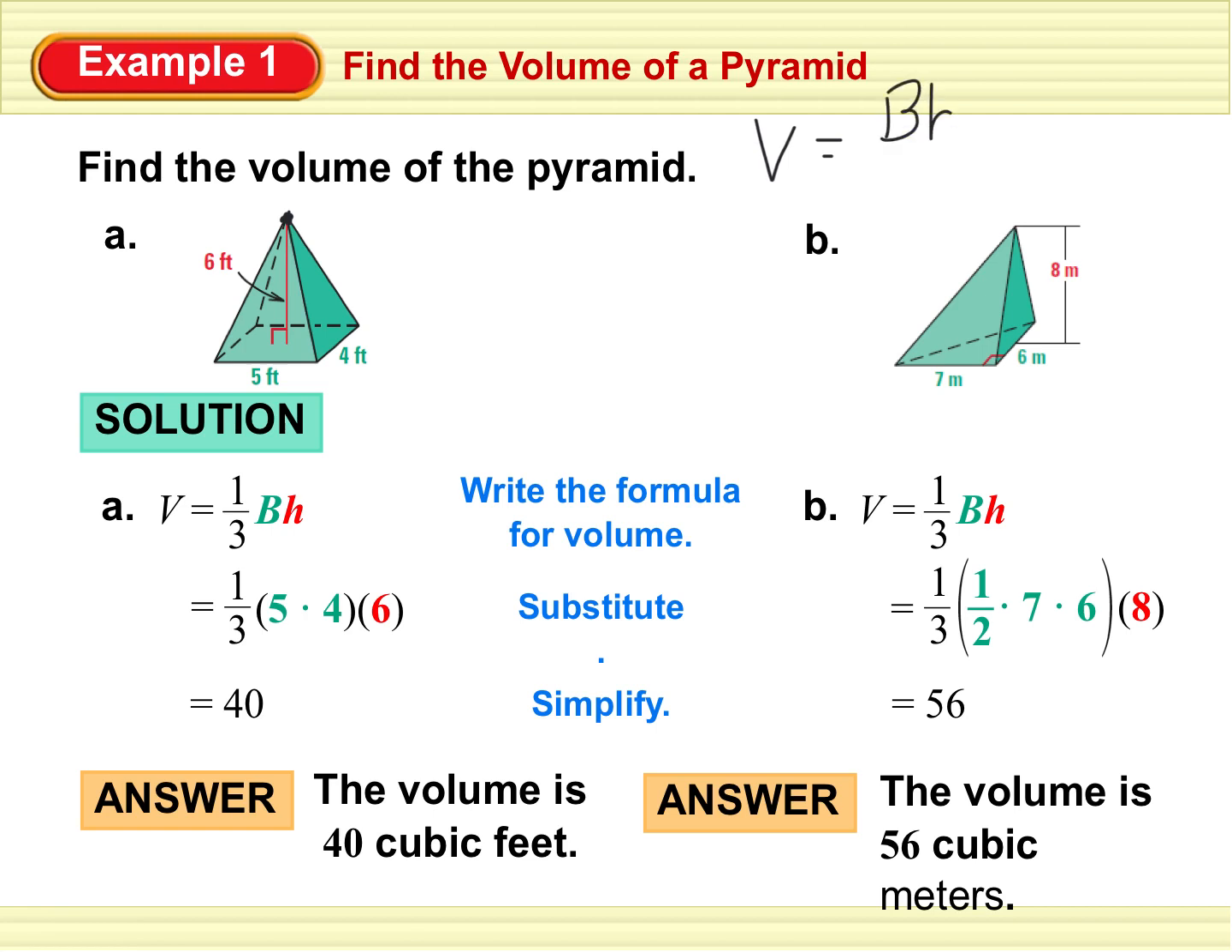Yep, some of you cheated. It is capital B times H divided by 3. Okay? So, we know what capital B stands for by now. What does that stand for? Okay, sorry. Capital B stands for what? Base. Area of the base. Okay, what does H stand for?